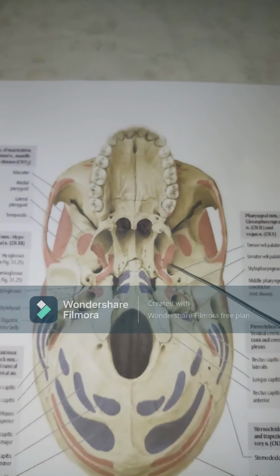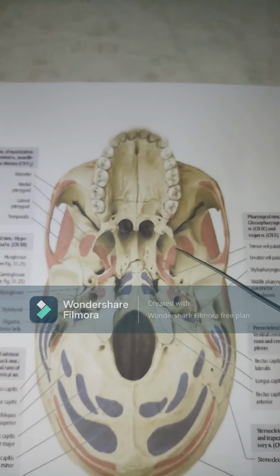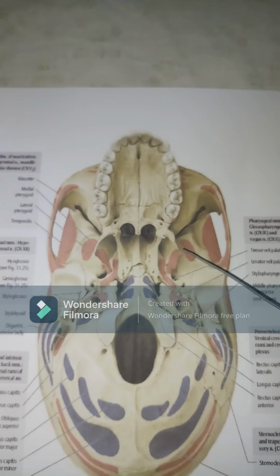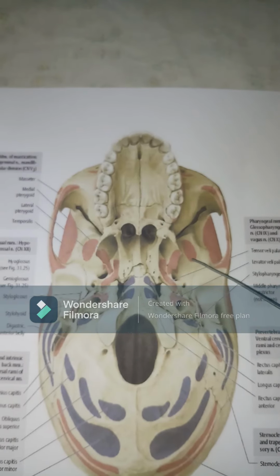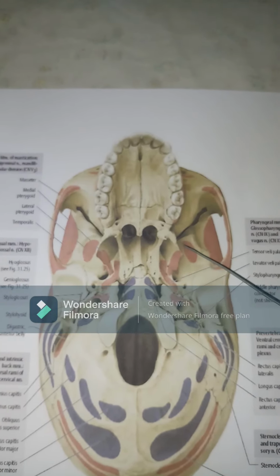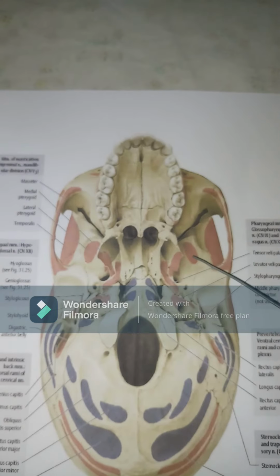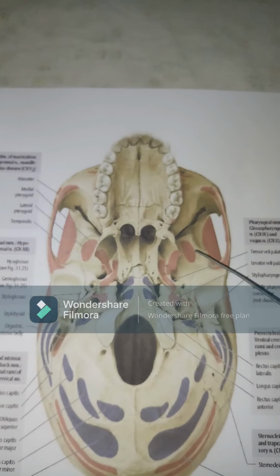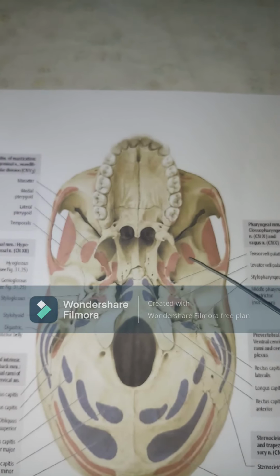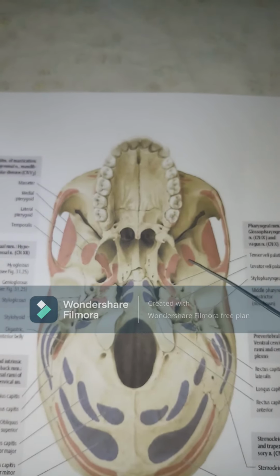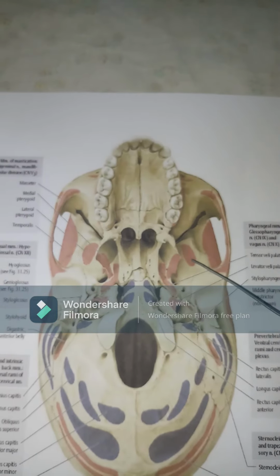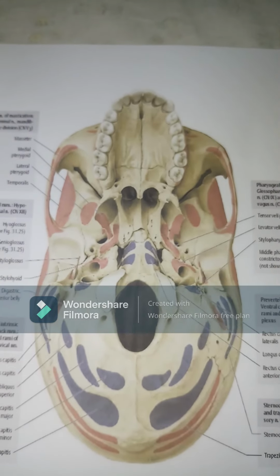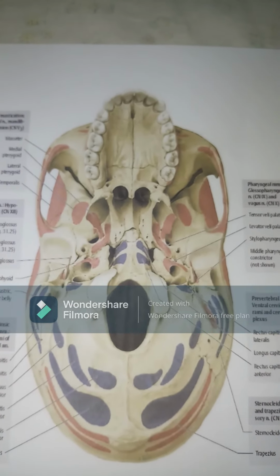The medial side of the lateral pterygoid plate gives origin to the deep head of medial pterygoid. And the inferior surface of the temporal part of the greater wing of the sphenoid bone gives attachment to the lateral pterygoid muscle. So these are the muscles attached on the base of the skull. Thank you.